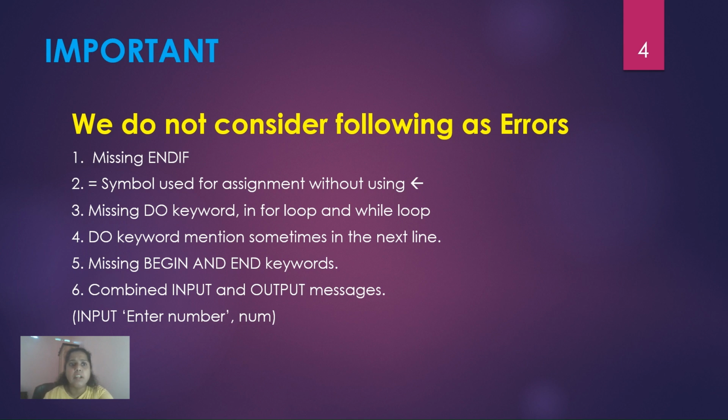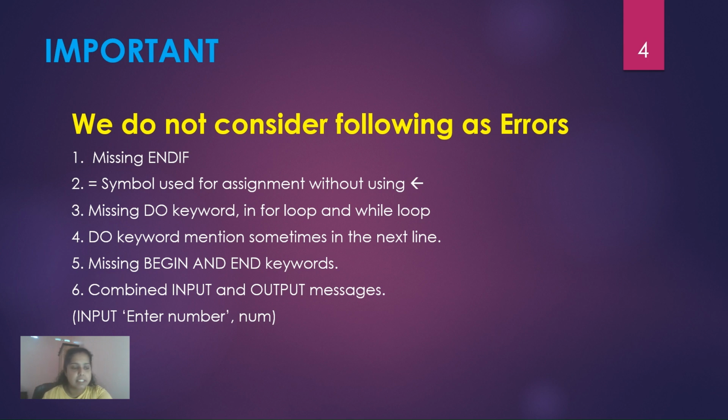Equal symbol used for assignment without using the back arrow. Especially in the Cambridge Computer Science O-level syllabus, we use the back arrow for assignment. But still, in error finding questions, most of the time the equal symbol is used for assignment. Therefore, we do not consider it as an error. Missing do keyword in the for loop and while loop. You can see the do keyword sometimes used, sometimes not. We do not consider it as an error.